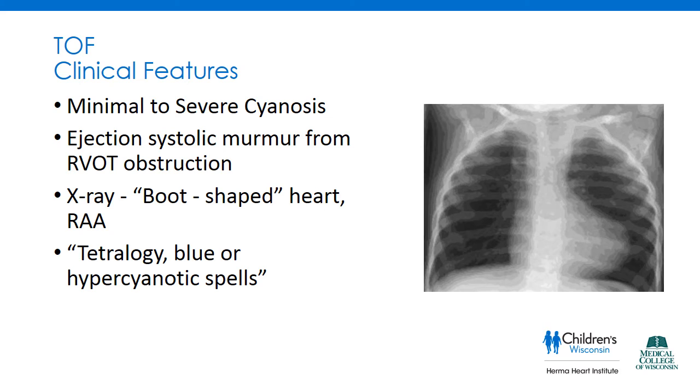The clinical features: these patients can have minimal to severe desaturation, depending on how much blood flow is obstructed when it goes out, and really the degree of right to left shunting. Their X-ray is often classically described as a boot-shaped heart. So the apex of their heart is kind of upturned here, and if you use your imagination, maybe it looks like a boot. They also can develop blue or hypercyanotic spells.